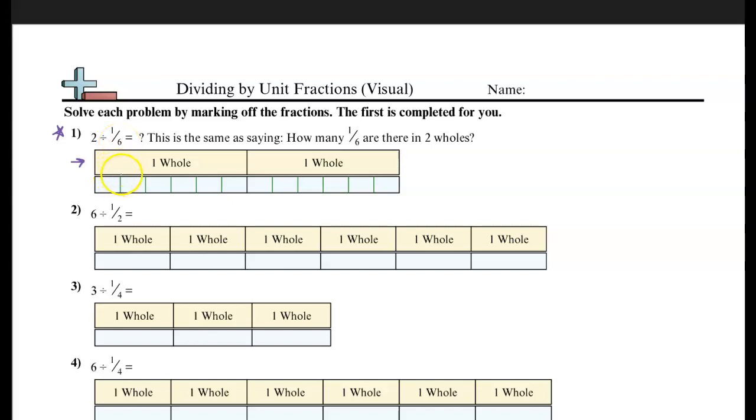So we're essentially taking each of those whole numbers and cutting it into 6 pieces. So I have 1, 2, 3, 4, 5, 6 pieces below the first whole, another 6 pieces below the second whole. This problem, 2 divided by 1/6, is essentially the same thing as asking the question, how many 1/6 fractions are there within 2 wholes?